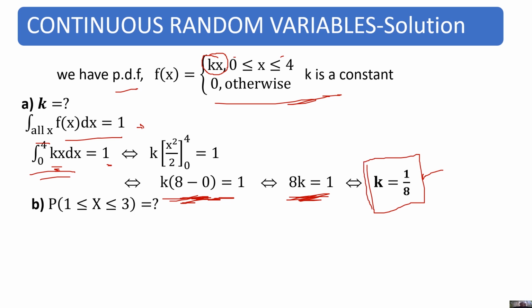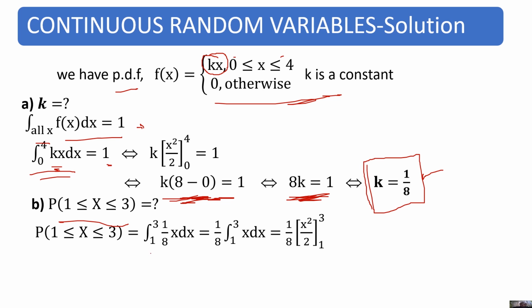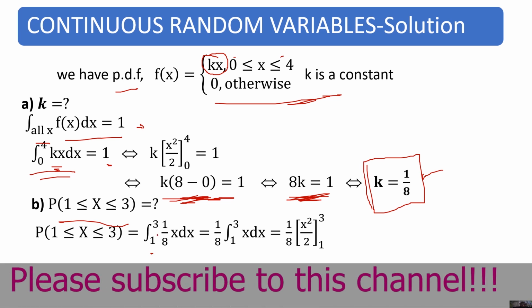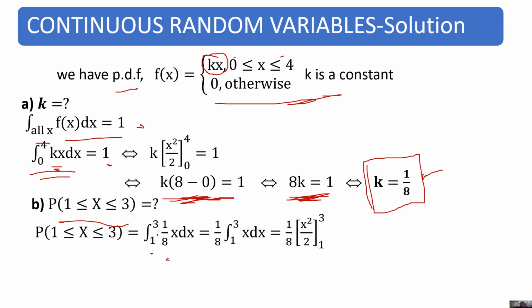Next is to find the probability that 1 is less than or equal to x less than or equal to 3. Here we use integration. We integrate from 1 to 3, 1 over 8 x dx. This 1 over 8 is k. Since the function is kx, this part will be 1 over 8 x dx. Then we integrate to find the final solution.